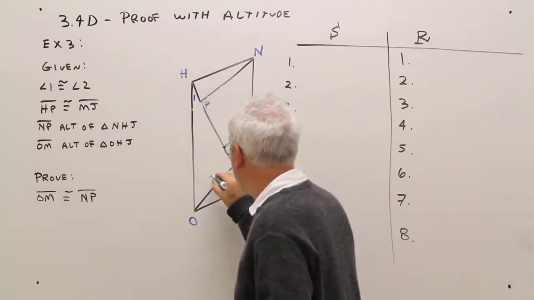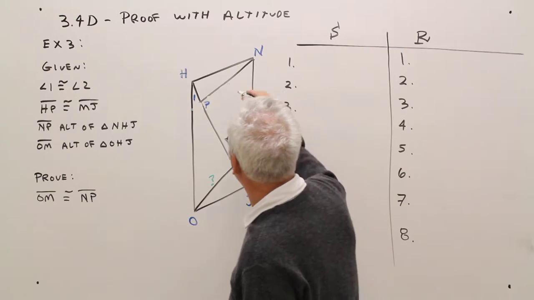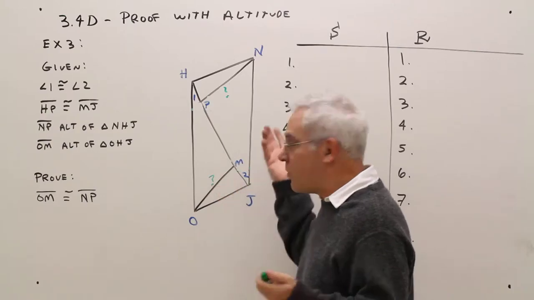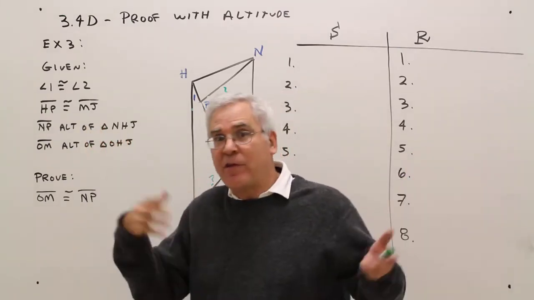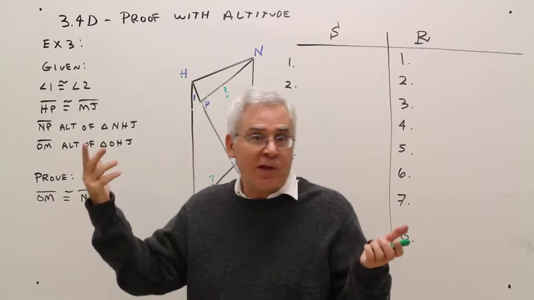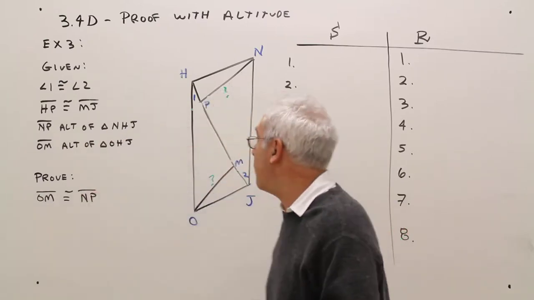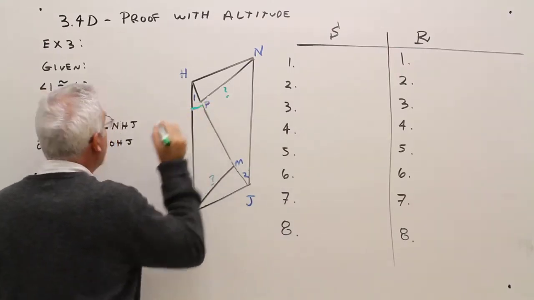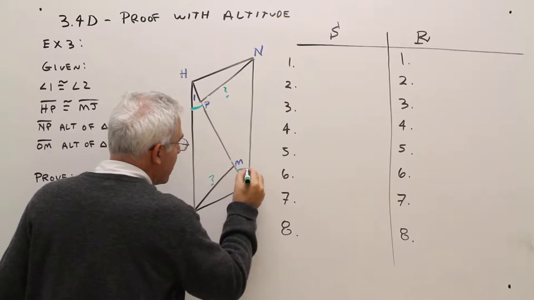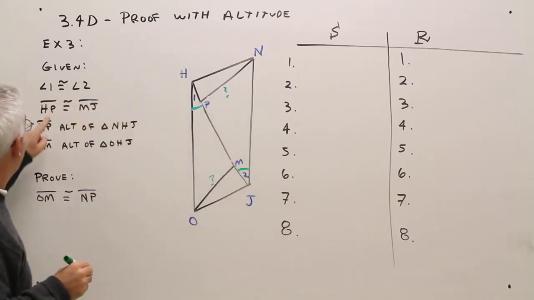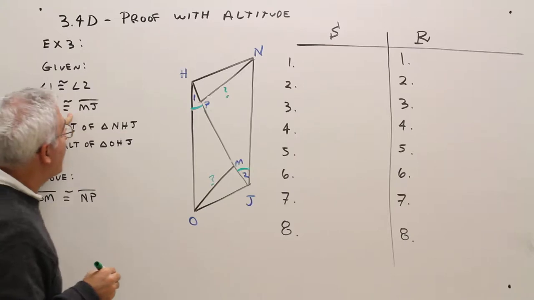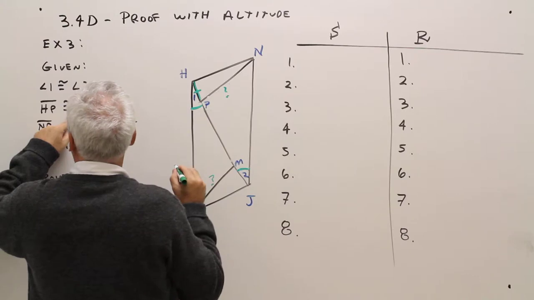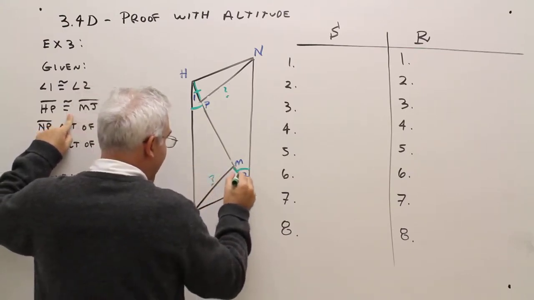OM, which is here, I'm trying to get congruent to NP, which is right there. So I'm just looking for two segments, hopefully segments of triangles. Hopefully I can get triangles congruent, CPCTC. That's all racing through my head right now. Given angle 1 is congruent to angle 2. HP is congruent to MJ. So HP is this little chunk here, is congruent to MJ, that's that little chunk there.